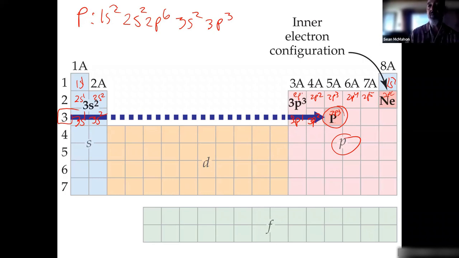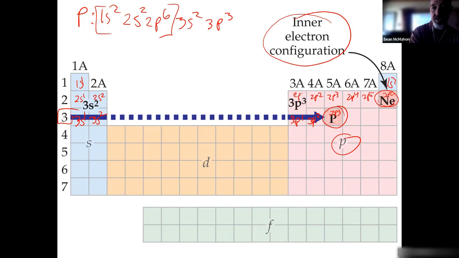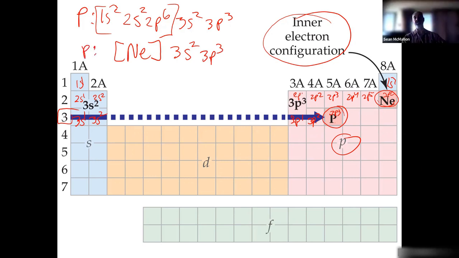That's the full. But if I want to do the shorthand version, I can use the inner electron configuration. So I look at the noble gas just above it, which is neon, which is filled up to right there because it's a 2p6 position, and I can just write neon and then write the third energy level where it's found, just the valence electrons 3s2 and 3p3. So that is the shorthand version of phosphorus.